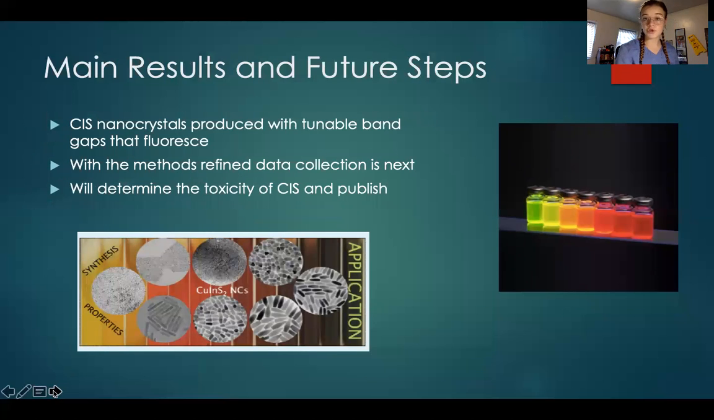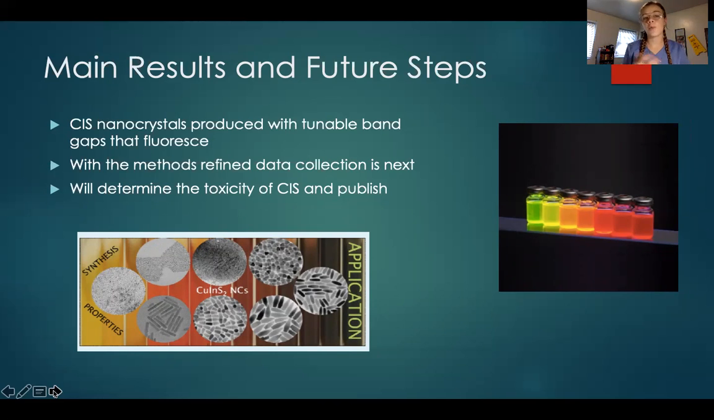So some main results and future steps of my research: we found that CIS nanocrystals are produced with a very tunable gap that fluoresces. As you can see in the previous pictures, they fluoresce orange when they're in their final state. I'm the second person on this experiment, and I've pretty much honed down the methods we're going to use to collect more data, synthesize nanocrystals, and go through ligand exchanges. So our next step is tons of data collection, tons of breeding fish, repeating different trials in order to get enough data to be able to publish.